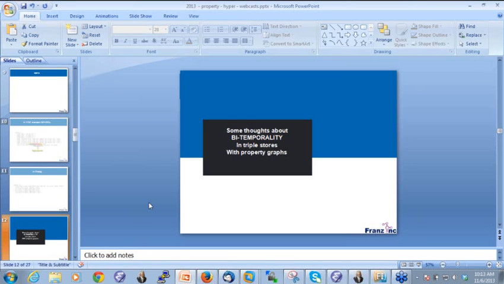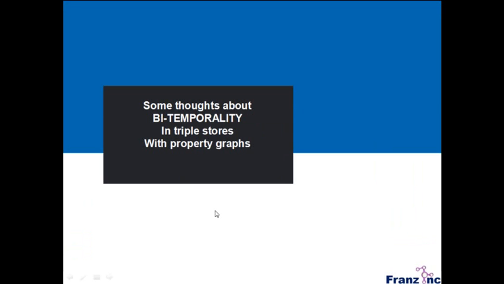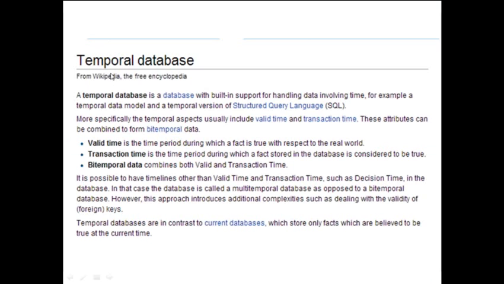So then the second example I want to talk about is bi-temporality. Now, if people work with relational databases and they do a lot of temporal work with databases, then they might know about this phenomenon. But most people are kind of unfamiliar with it. Wikipedia has a reasonably good explanation of what temporal databases do and what bi-temporality is.